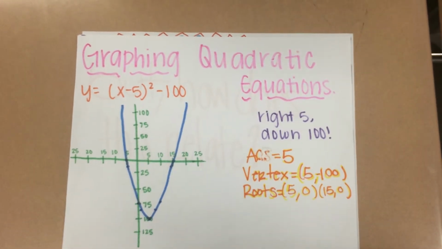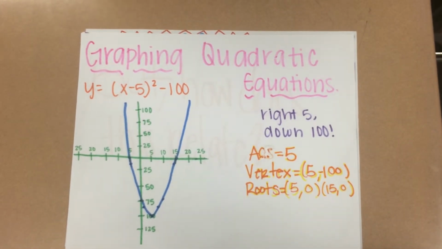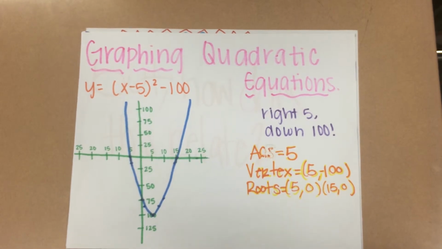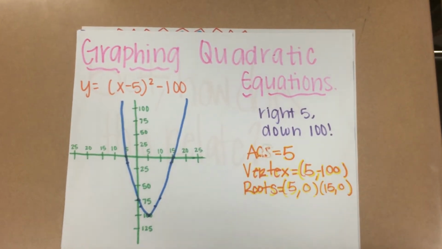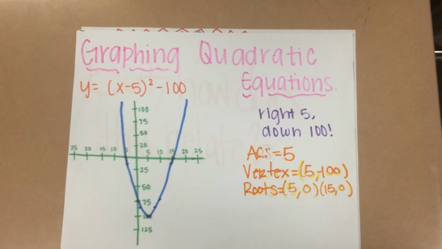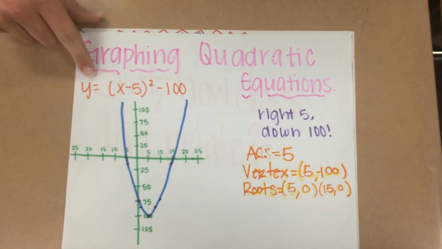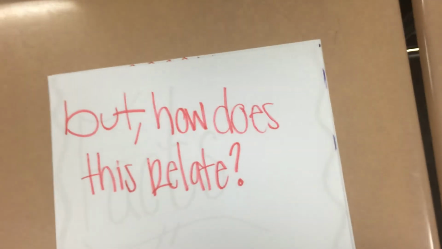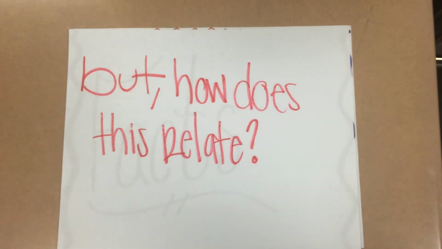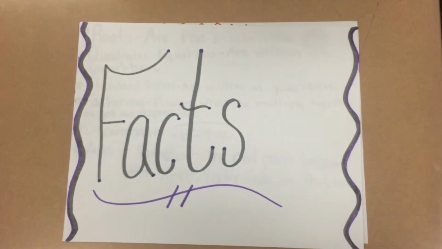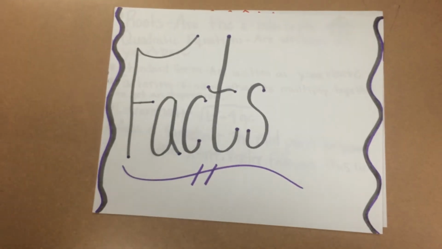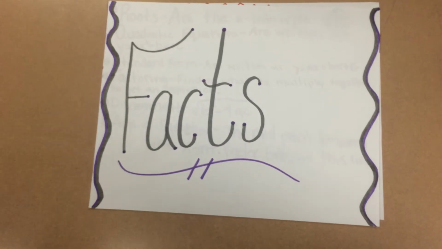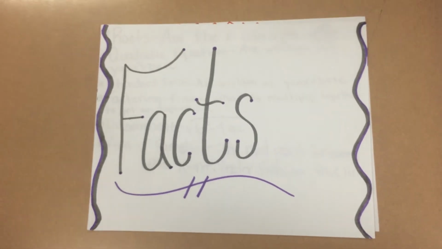The axis of symmetry is 5 because it's between each x-intercept, which are also the roots, and the vertex is 5, negative 100, because that's where you move your origin to. But how does this relate? It relates because factoring relates to radical equations and transformations when shifting a graphed function.